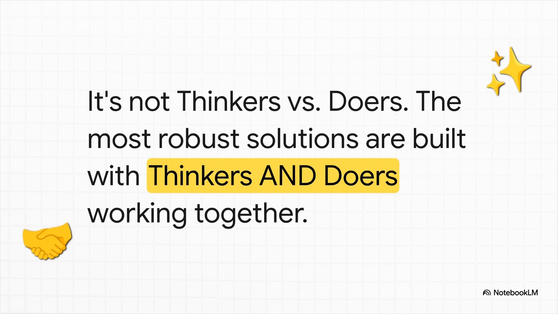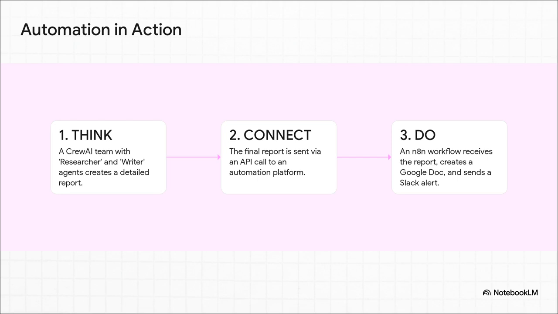The agent frameworks, the thinkers, build the specialized intelligence, and the low-code platforms, the doers, orchestrate the business process around that intelligence. Let's make this super concrete with an example. Imagine you want to automate a market research report. First, the thinking. You use a thinker like CrewAI to create a little team of agents, a researcher to browse the web, and a writer to compile all the findings into a nice report.